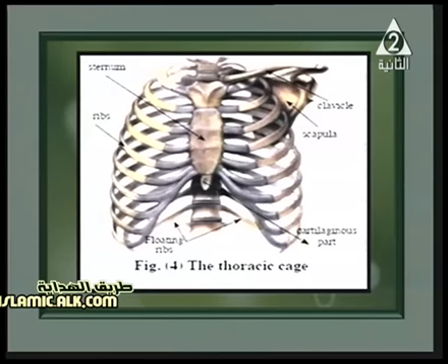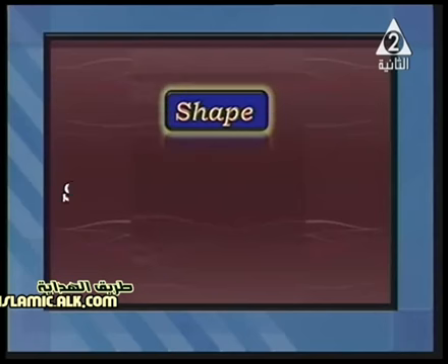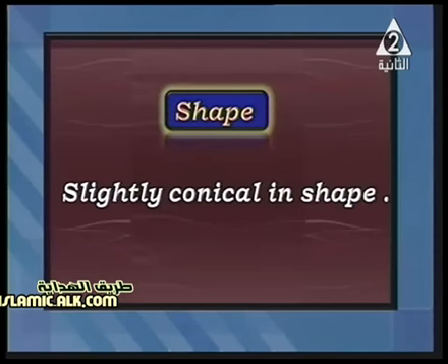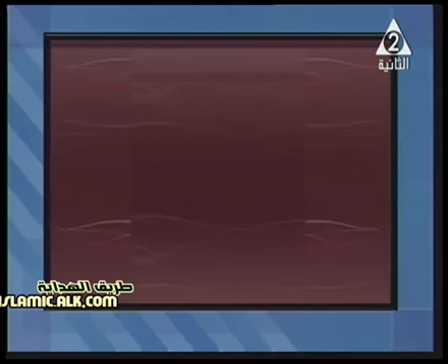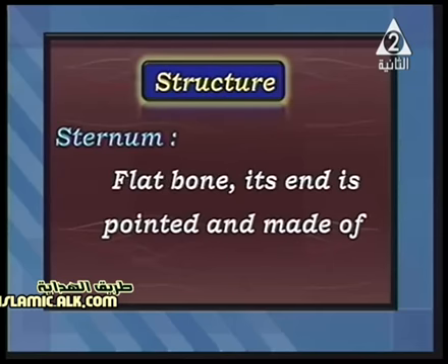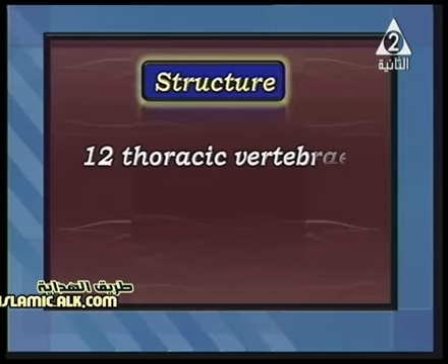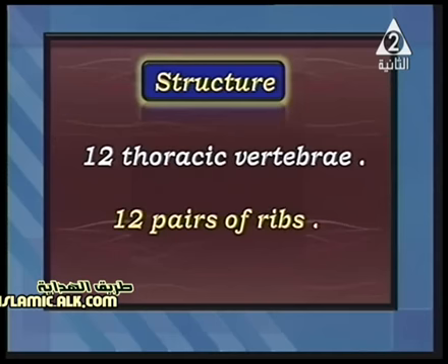And let me show something here. Its shape is slightly conical. In structure, the sternum is a flat bone. Its end is pointed and made of cartilage. Yes, 12 thoracic vertebrae. And what else? Excellent, 12 pairs of ribs.